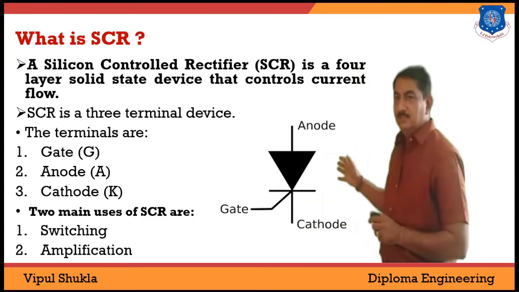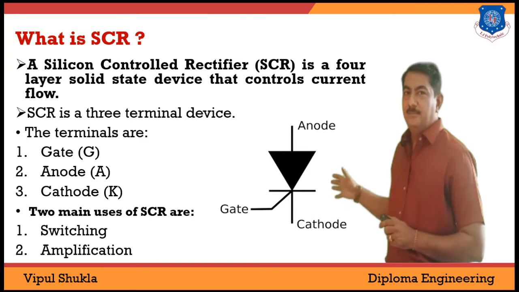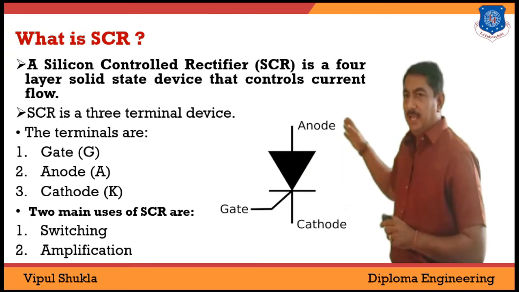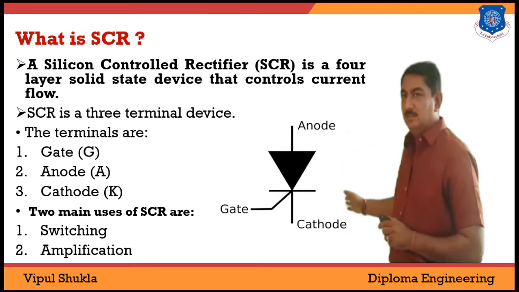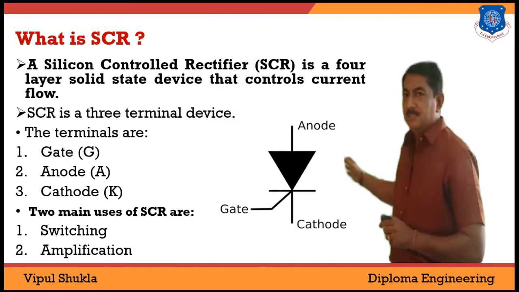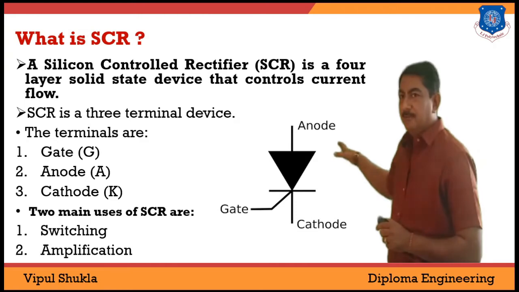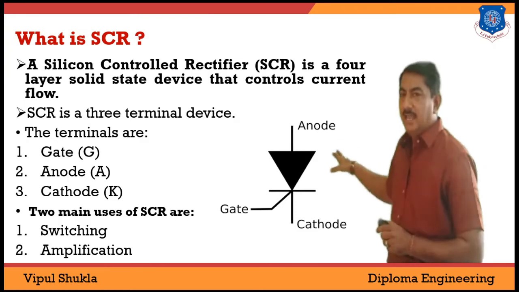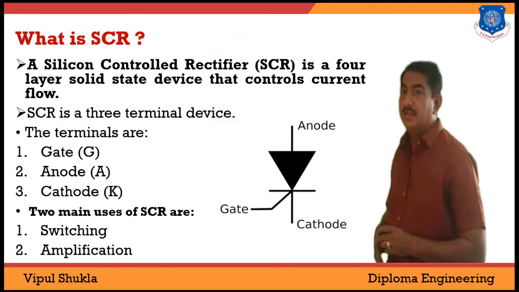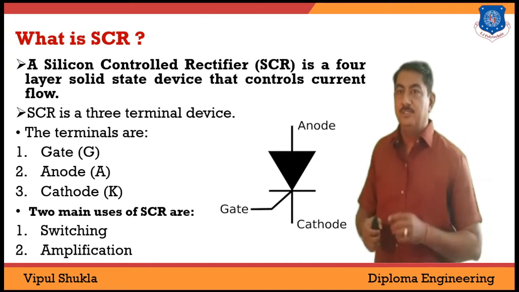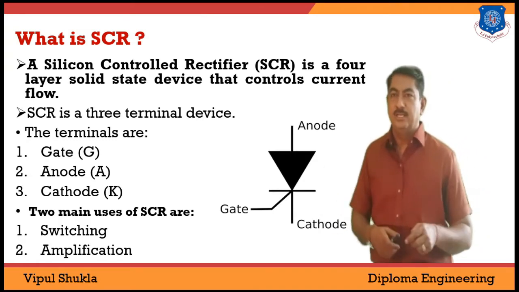Look at this symbol of SCR: anode, cathode, and this one is the gate. The dark black symbol is like an arrow which indicates the direction of the electric current, which can flow from anode to cathode.